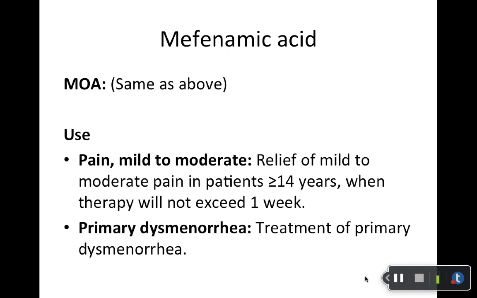Mefenamic acid. Pretty easy mechanism of action as far as we've already seen it before, same as above. Use, mild to moderate pain, and then primary dysmenorrhea. So that can be a little bit different than some of the other NSAIDs. NSAIDs in general, especially over-the-counter NSAIDs, may be beneficial, and patients may take them for dysmenorrhea or cramping or whatever. But this one's a specific prescription-strength one that can.